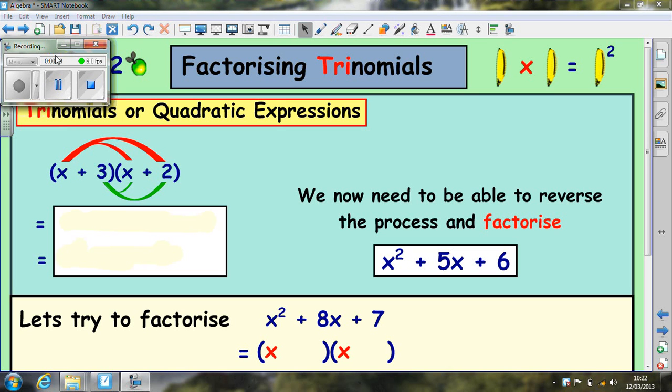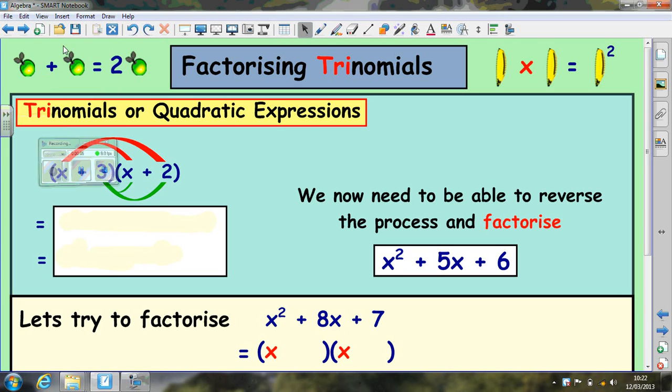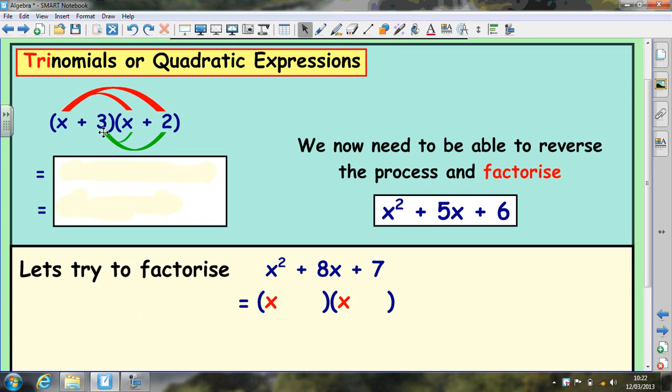In this second lesson in factorising trinomials, the first thing we're going to look at is multiplying out the brackets. This is really important to understand because we're going to try to reverse it. So if you look at this example up here, multiplying out the bracket gives x times x makes x squared, x times 2 makes 2x, 3 times x makes 3x, and finally 3 times 2 makes 6 at the end. This simplifies down to x squared plus 5x plus 6.